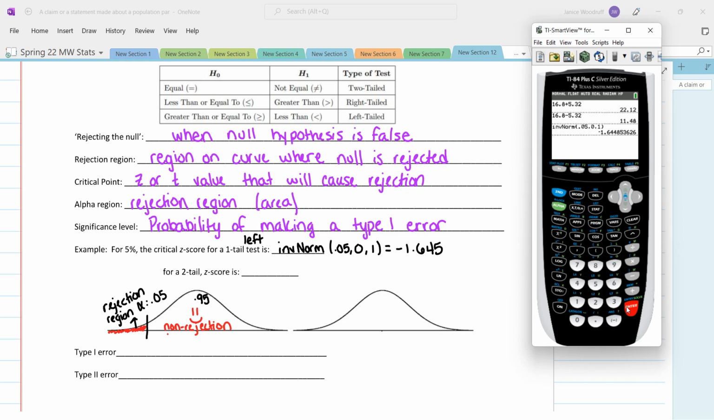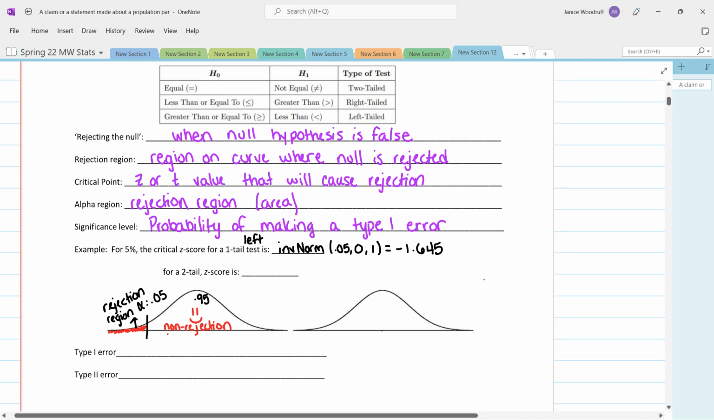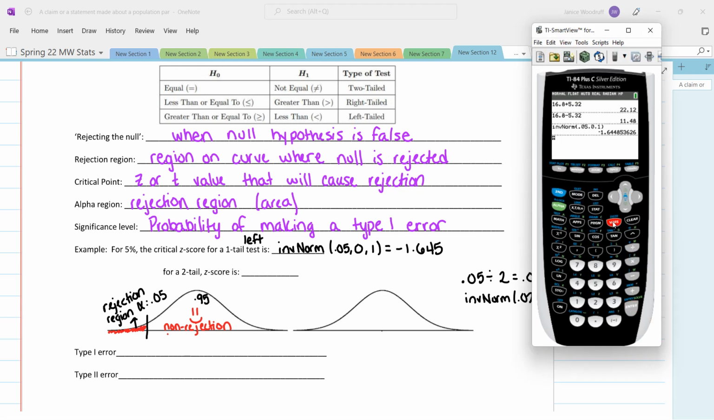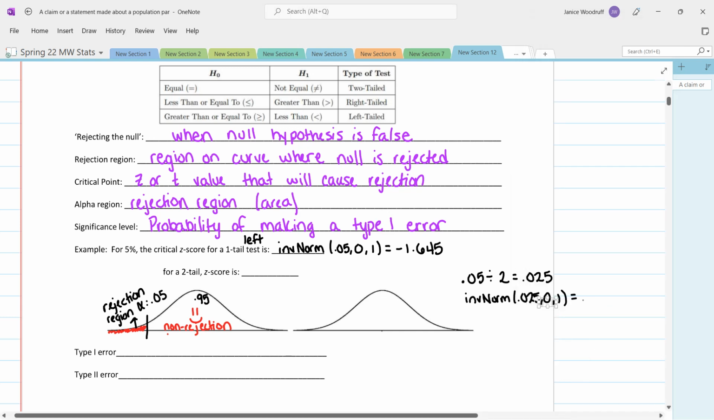Now, if we have a two-tailed test, what we would do is take the 0.05 and divide by 2, which would give us 0.025. Then I would do inverse norm, 0.025, 0, and 1, and that should give me a negative 1.96. And it's two-tailed, so I'm going to do both sides. So I want plus and minus 1.96.